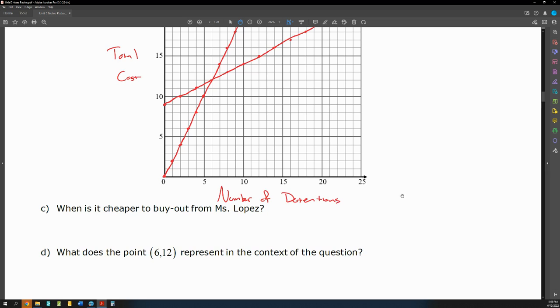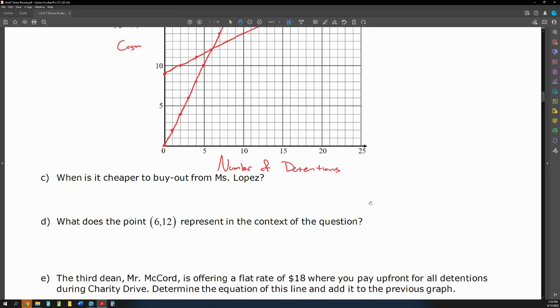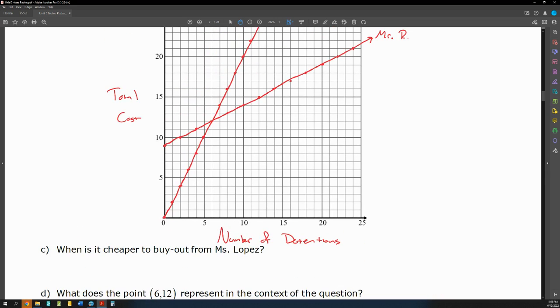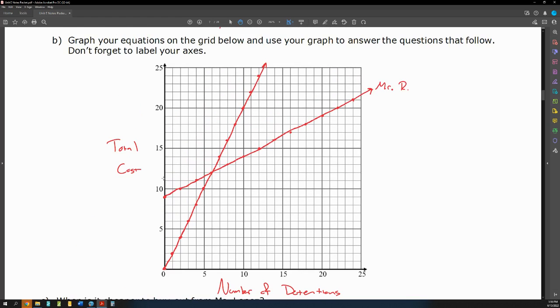Okay. Part C, when is it cheaper to buy out from Ms. Lopez? So looking at this graph, we can see that Ms. Lopez is this steeper line. So the total cost is cheaper between 0 and about 6 detentions. So anything less than 6 detentions, or 0 to 5 detentions.